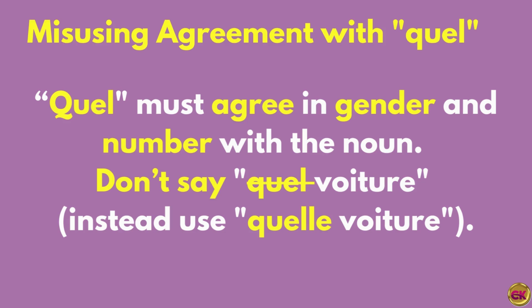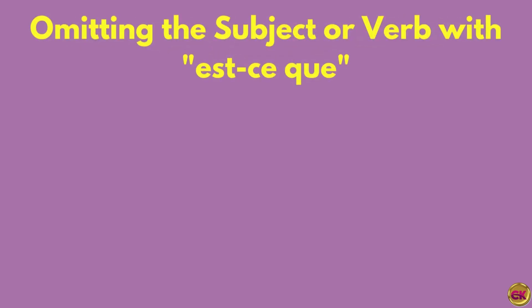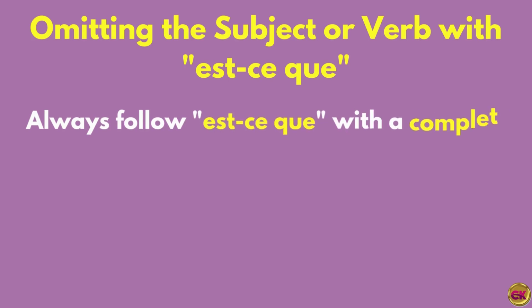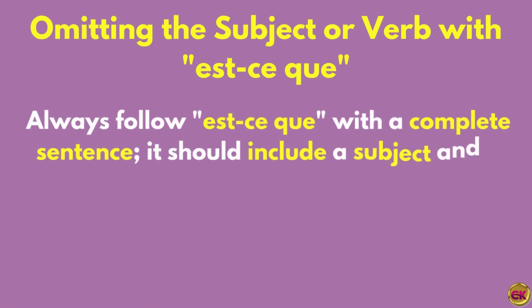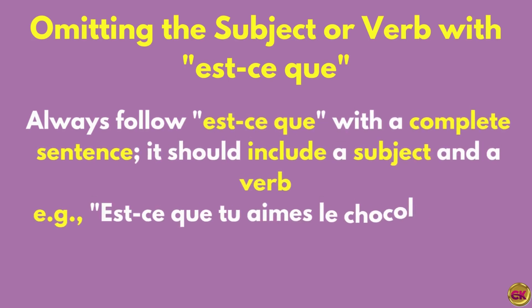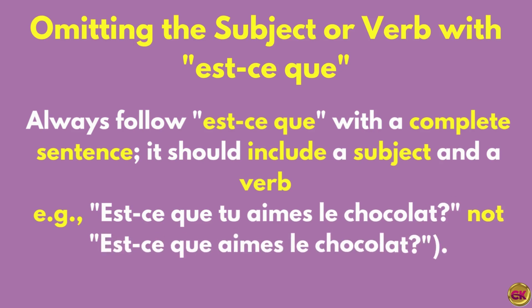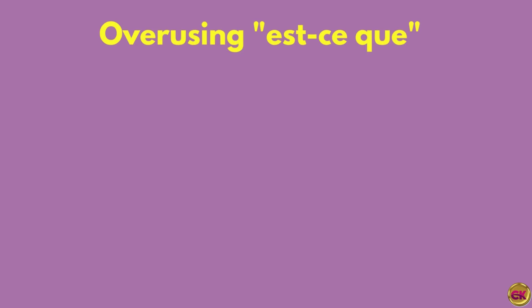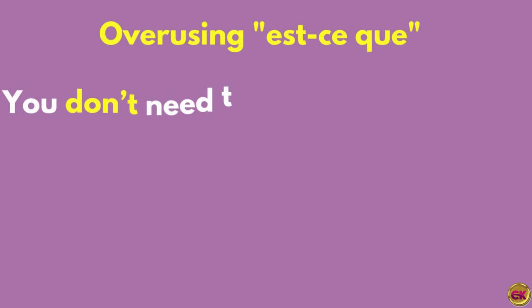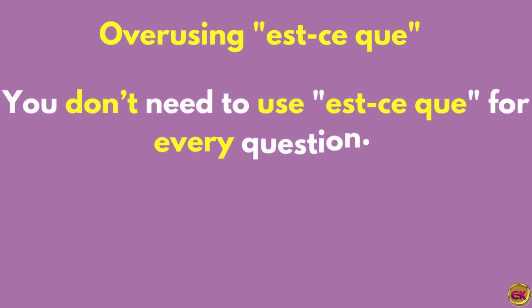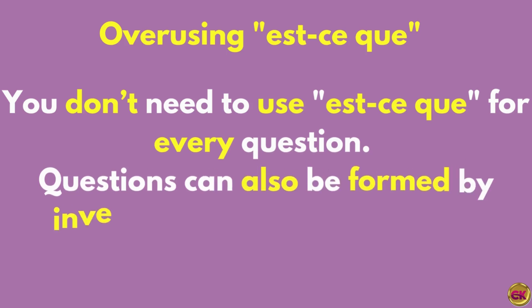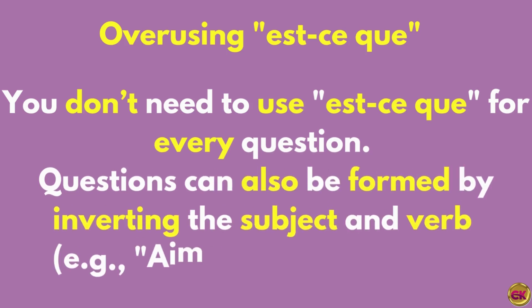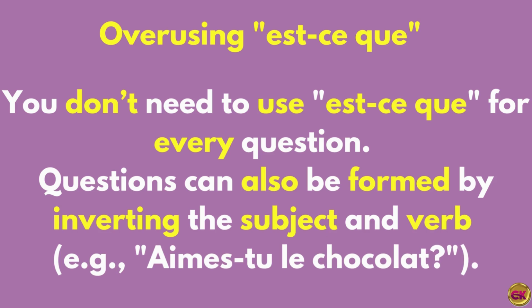Omitting the subject or verb with est-ce que: always follow est-ce que with a complete sentence; it should include a subject and a verb. Est-ce que tu aimes le chocolat, not est-ce que aimes le chocolat. Overusing est-ce que: you don't need to use est-ce que for every question. Questions can also be formed by inverting the subject and verb. Example: aimes-tu le chocolat.